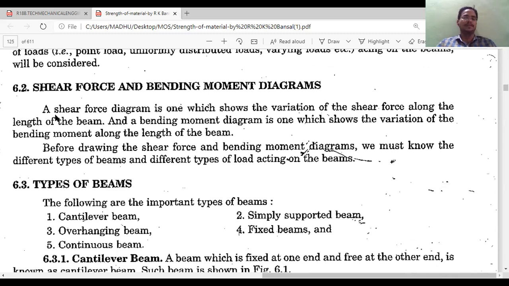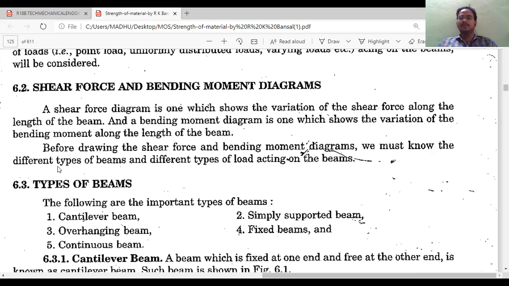Here, a shear force diagram is one which shows the variation of shear force along the length of the beam. Variation of shear force along the length of the beam is a shear force diagram, and the bending moment diagram is one which shows the variation of the bending moment along the length of the beam.